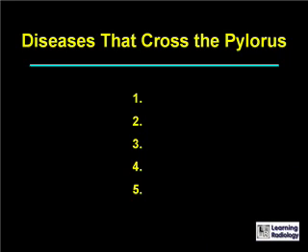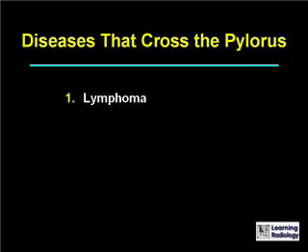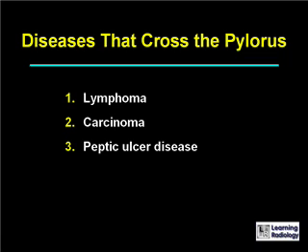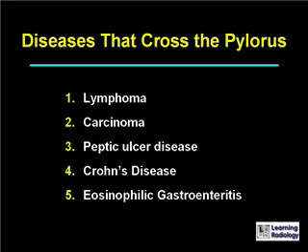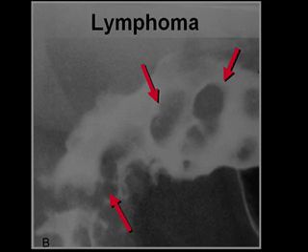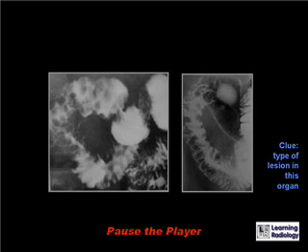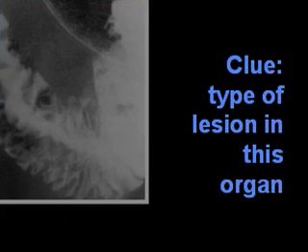The differential is diseases that cross the pylorus. There are 5 causes. The 5 causes of diseases that cross the pylorus are lymphoma, carcinoma, peptic ulcer disease, Crohn's disease, and eosinophilic gastroenteritis. This is your next differential.